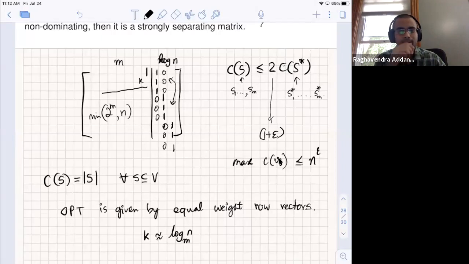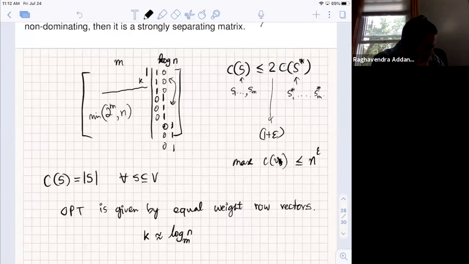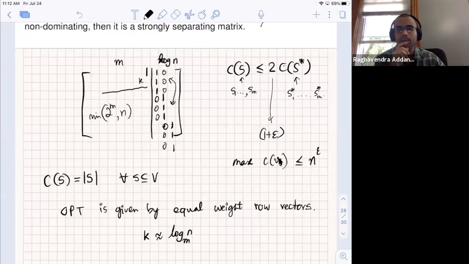One second. The number of ones in each of them. I think it would be n by log n by, suppose the weight is k, n by k. This one also, I think so. I'll check that once, but essentially it is n by log n, which is pretty big.